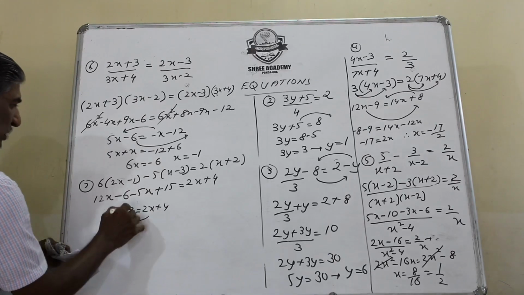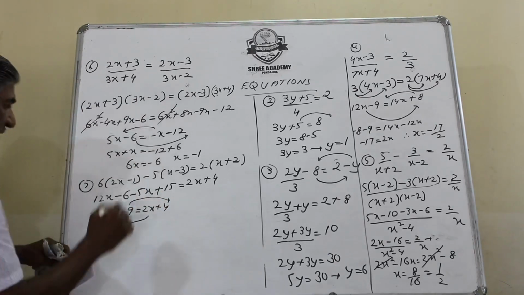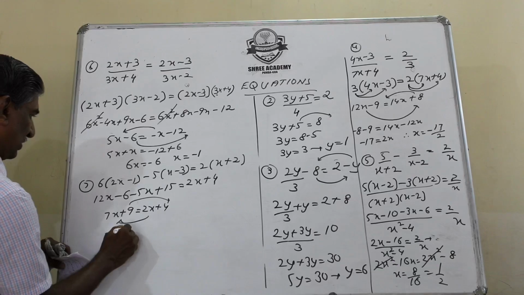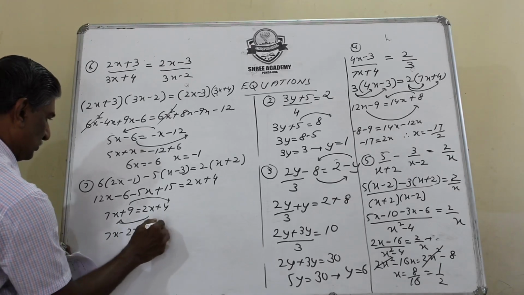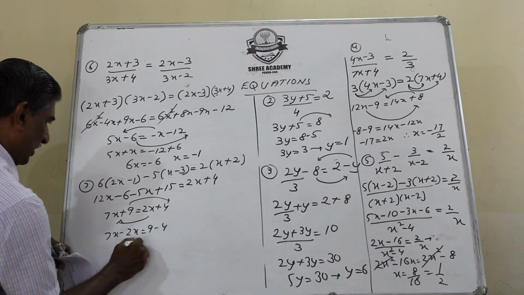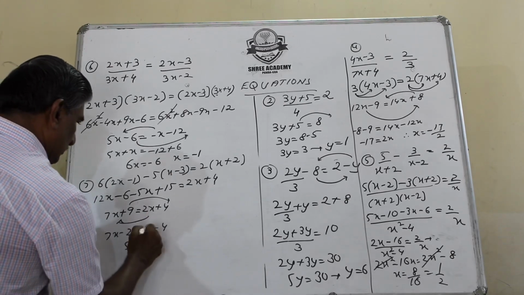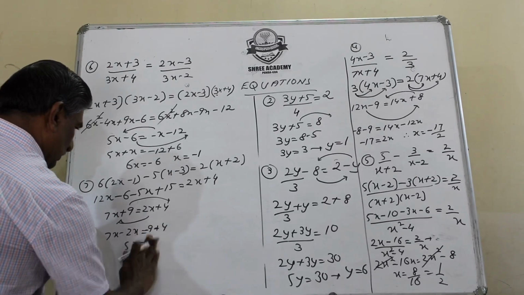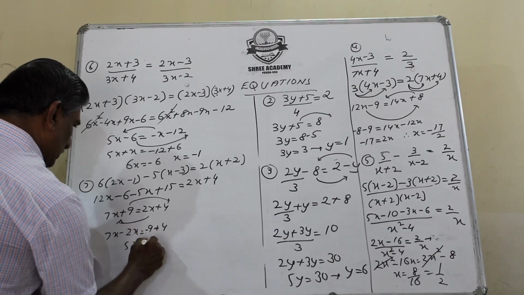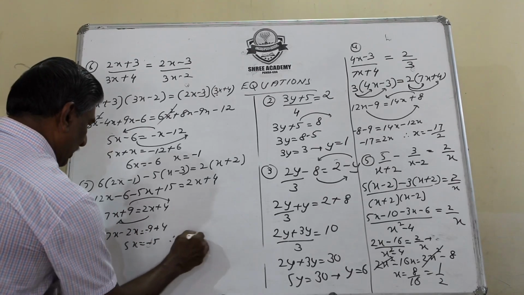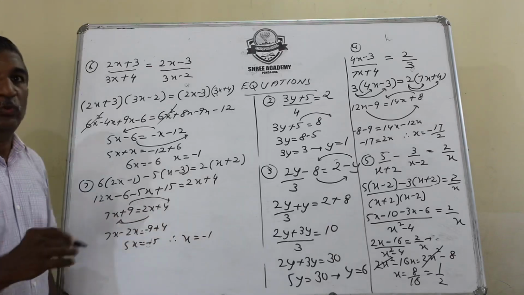We will take 2x this side, we will take 9 that side. So 7x minus 2x is equal to 9 minus 4. 5x is equal to, this is minus 9 plus 4. So this is minus 5. Therefore x is equal to minus 1.